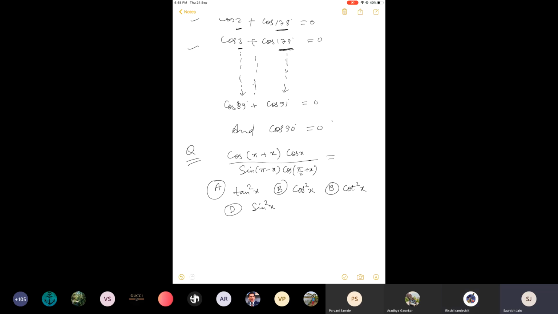So C. Sorry, I have written both options as B, so it is C. So your answer is what for x? Yes, sir. Correct answer. Simple reduction formula.